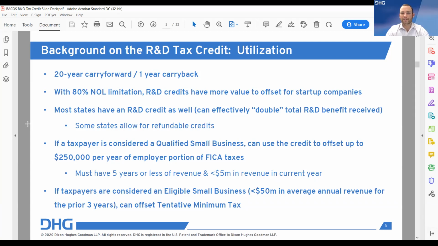So just to summarize, there's a lot of ways to effectively utilize this credit. It's not just you have to be paying tax in the year in which the credit is generated. Clearly, that's the best way to use it and easiest way, but there's multiple ways to capitalize on this tax benefit.